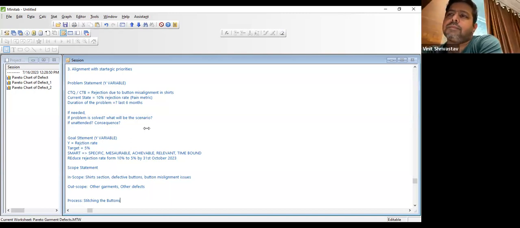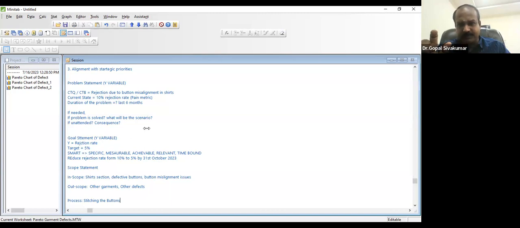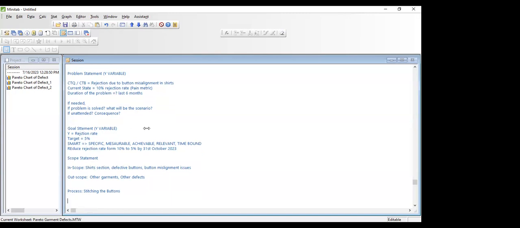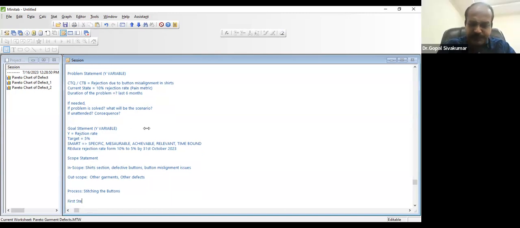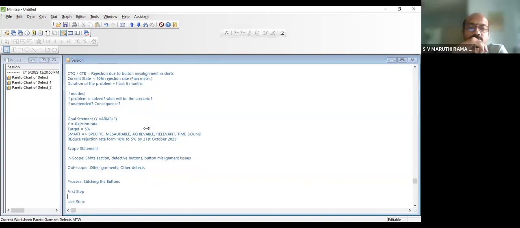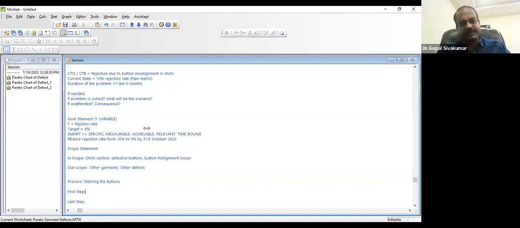Stitching the button, it's a 2 minutes job. And in that 2 minutes, what are all the steps happening? I want you to identify the first step and the last step. Alignment of the button is one of the CTQ in the button stitching process. Exactly. It may be some other intermediate step, maybe step number 1. Can we say marking the alignment? That starts there.